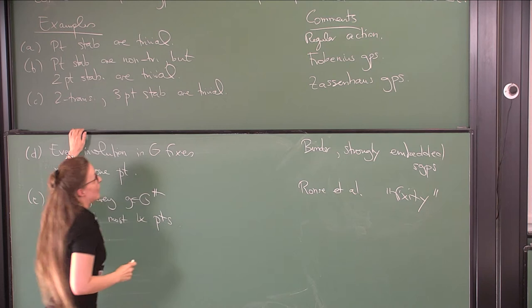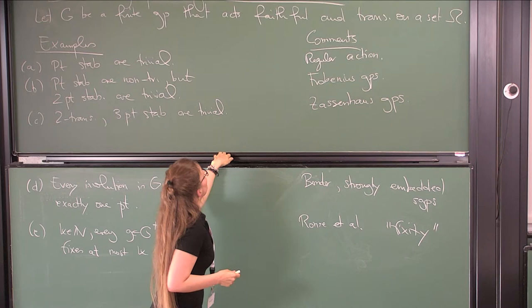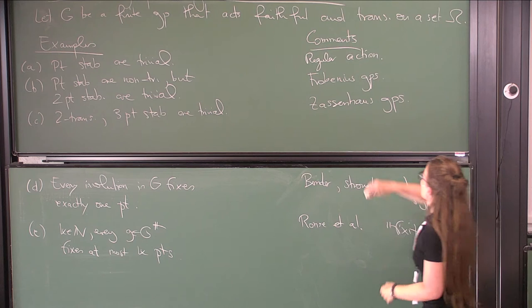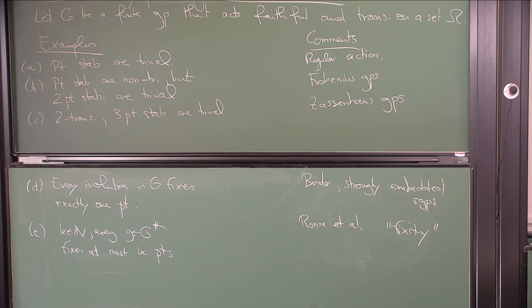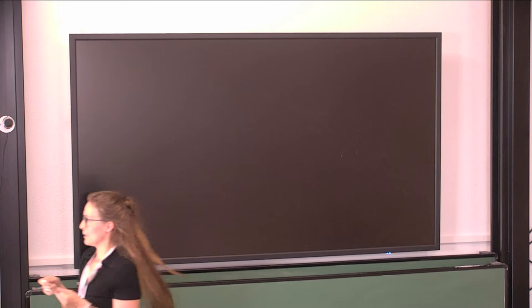I'm not going to write all this down. Regular action, well, I'm not going to say much about that. Where would you even start? Frobenius groups, we are going to look a bit later, we're going to look at how we can translate this property here, this action constraint, into a purely group theoretic property. So what are the consequences of this constraint for the internal group structure? That's going to be fun.